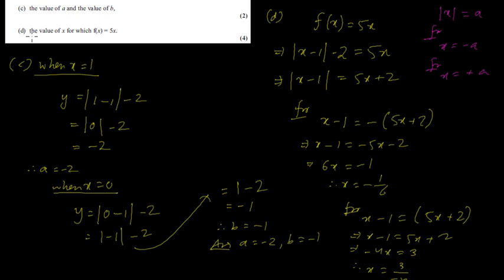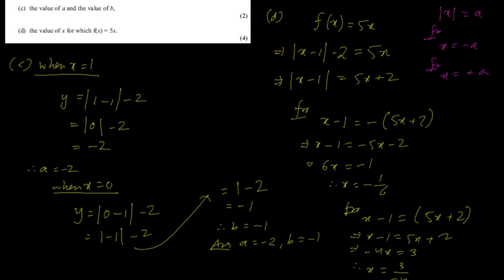But the question is, they told us to find the value of x. Now this is often the case. They tell us to find the value. So in order to know which one of the two would be our value, we have to check. This can be done by checking in the original equation whether this thing holds true. So let's first put x equals minus 1 by 6 in this equation, |x minus 1| equals 5x plus 2.